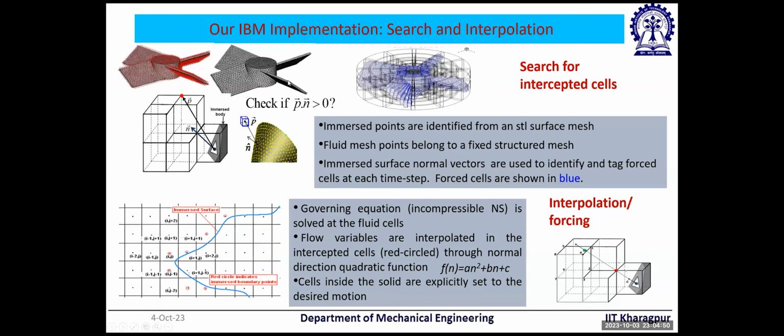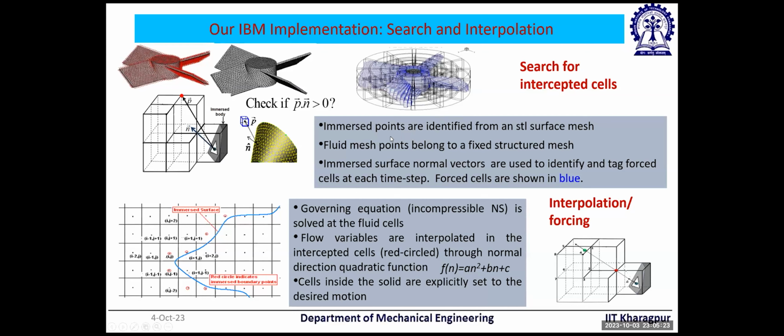In our implementation, we have defined the immersed surface. This is an example of a turbine blade rotating inside a fluid domain. We have identified the moving turbine blade surface by a set of Lagrangian points, triangular elements, and then we identified which of the fluid cells are being intercepted by this set of mesh points at one particular point. We have identified and categorized points in three categories through this search.